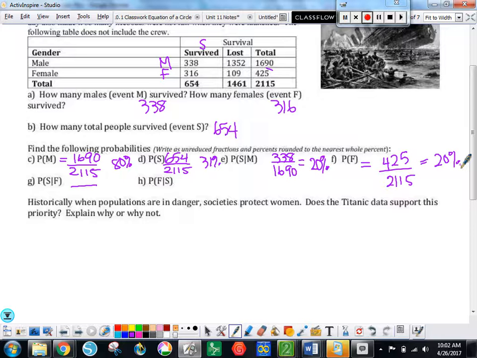Okay, part G. On your own, see if you can figure this out. It's tricky. It's easy to get things twisted around in your head. So you have to think to yourself, which column or which row am I looking at? And then out of that row or out of that column, I want to look at the survivors, or the other way around.